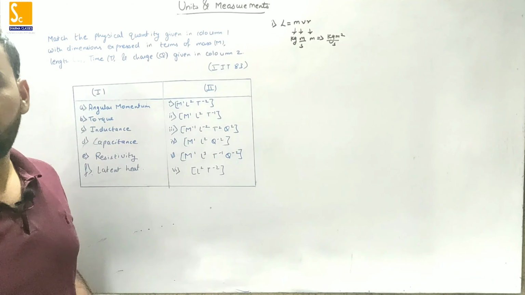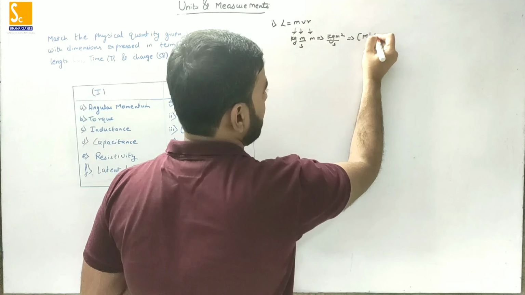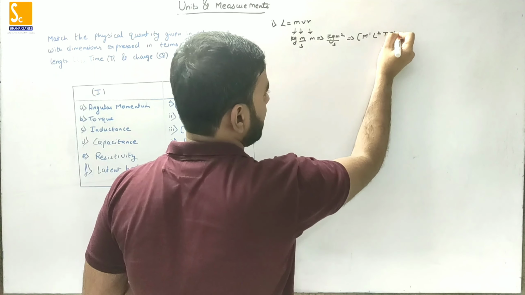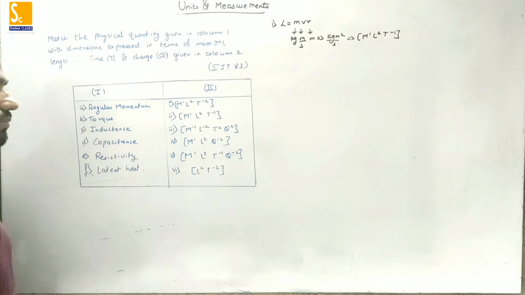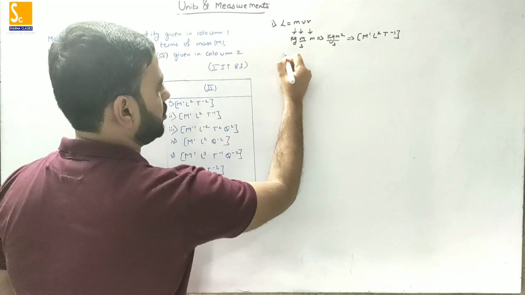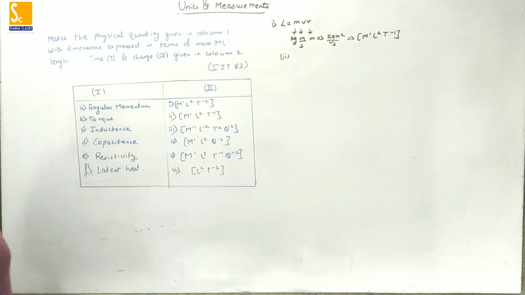By looking at the unit, we'll find out the dimensions. And from this we find the dimensions: m raised to 1, l raised to 2 and t raised to -1. So this is the dimension of angular momentum, which is option number 2 in column 2. Okay, next we will see the torque.